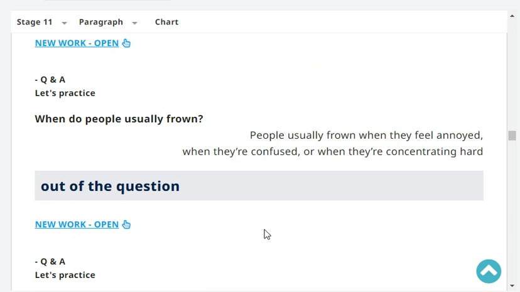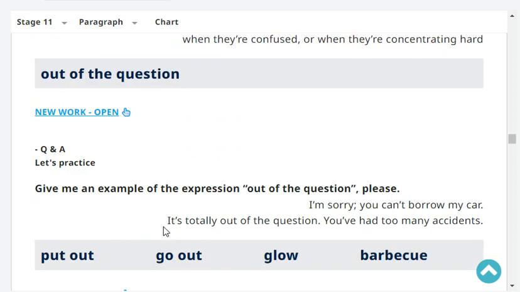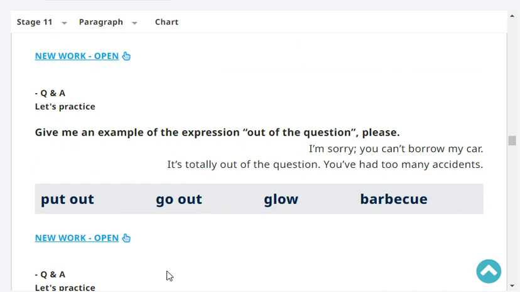When do people usually frown? People usually frown when they feel annoyed, when they're confused, or when they're concentrating hard. Very good.